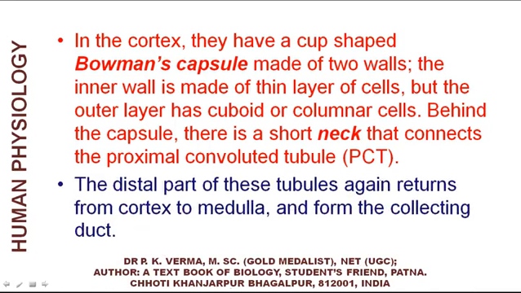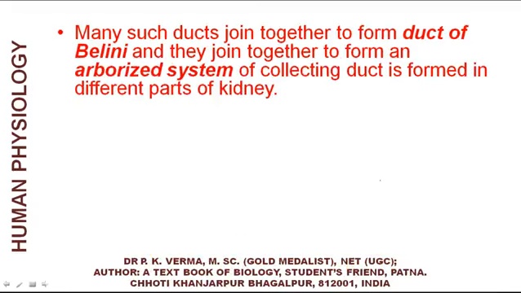Thus, a single tubule forms three parallel arms in the medulla. One is the descending limb, the second is the ascending limb, and the third becomes the collecting duct. The terminal part of the collecting duct becomes thinner, known as the duct of Bellini, and they join together to form an arborized system of collecting ducts that is formed in different parts of the kidney.